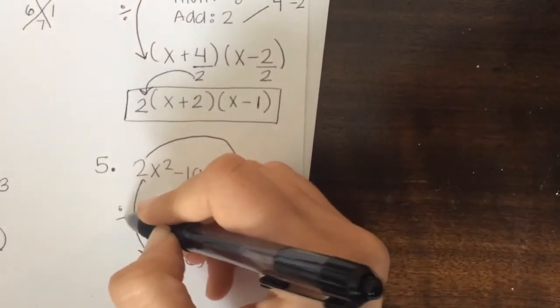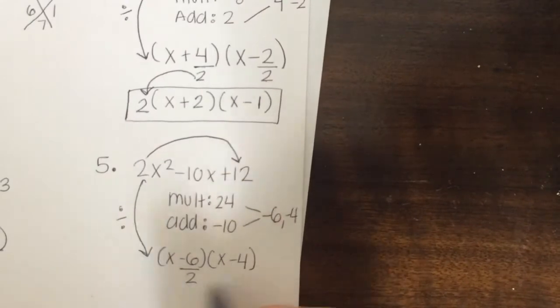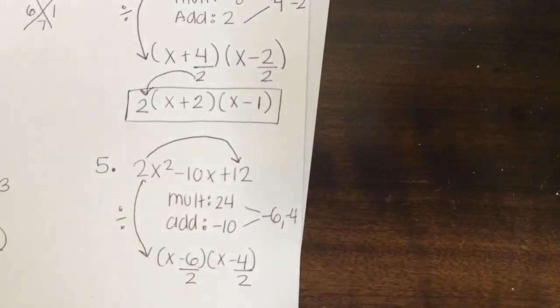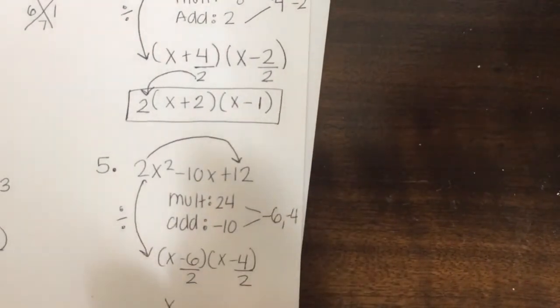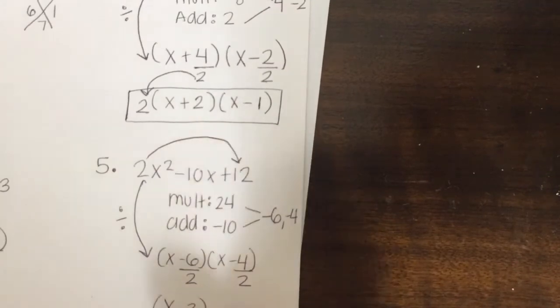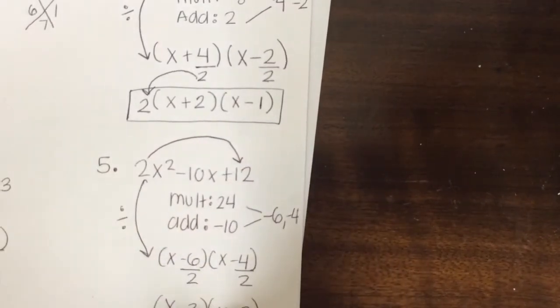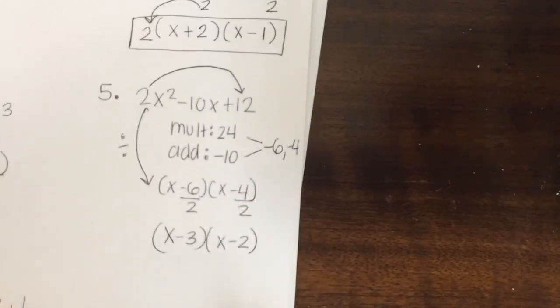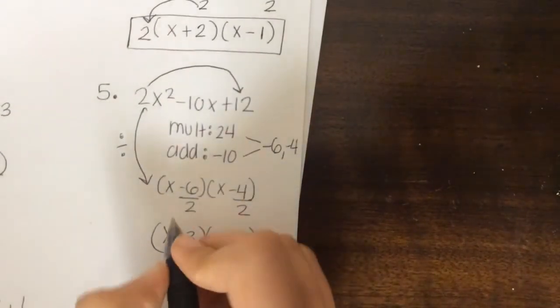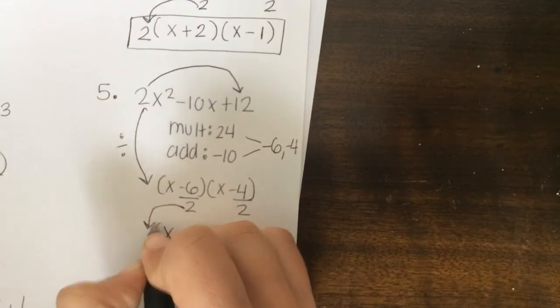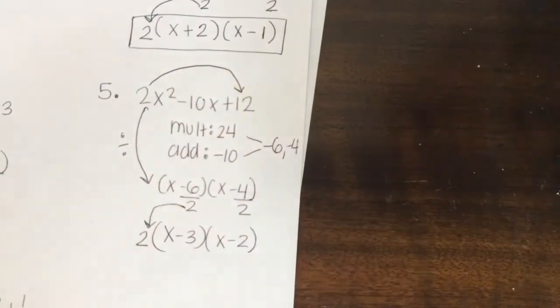Now I'm ready for the divide step. Divide each of those by the 2 that's out front. X minus 3, x minus 2. Okay, both of my answers came out to be whole numbers, so the 2 needs to end up in the front.